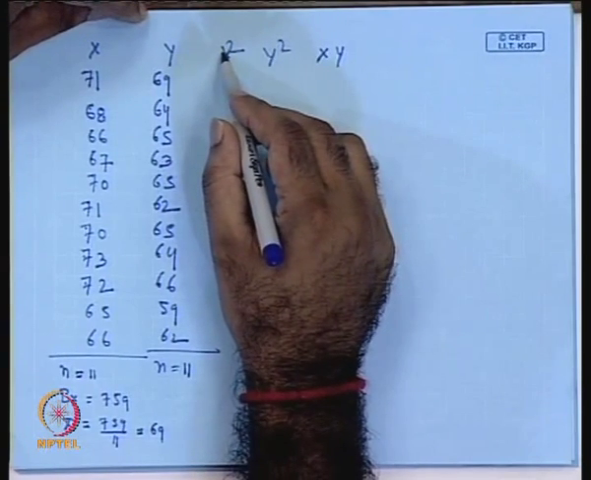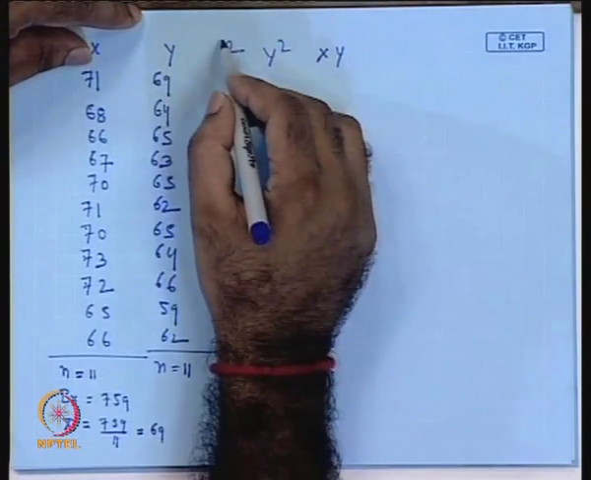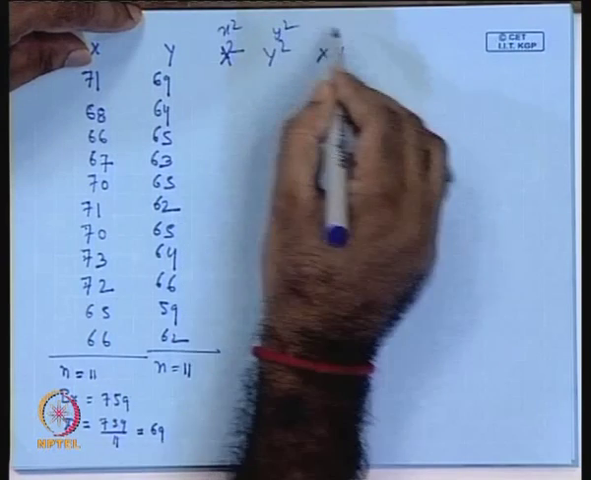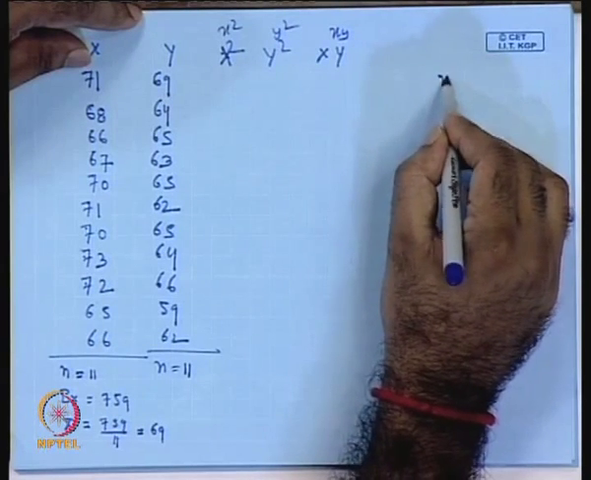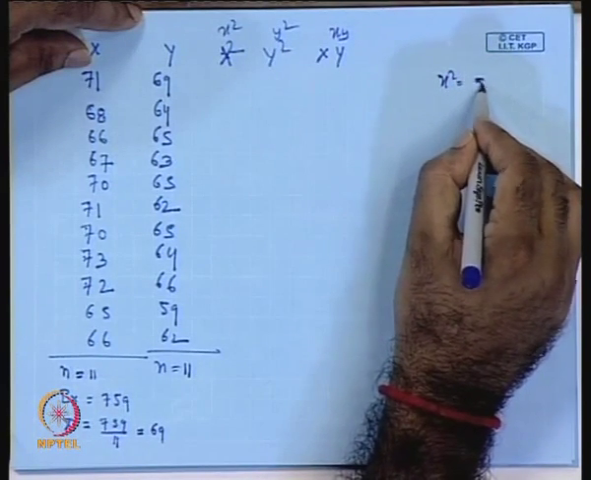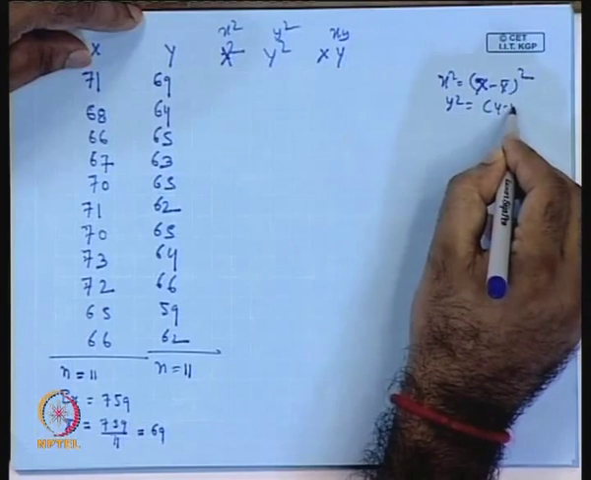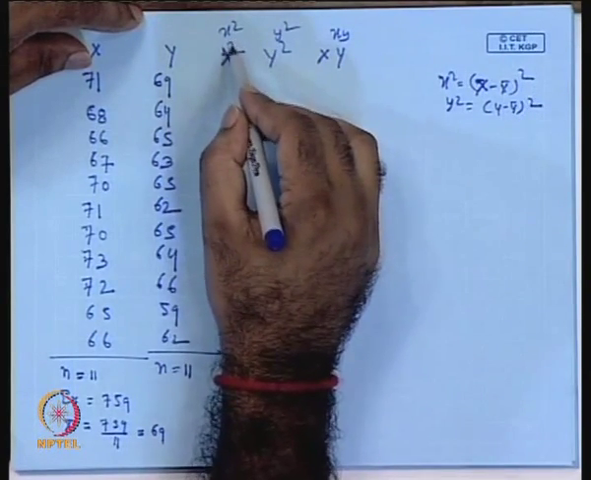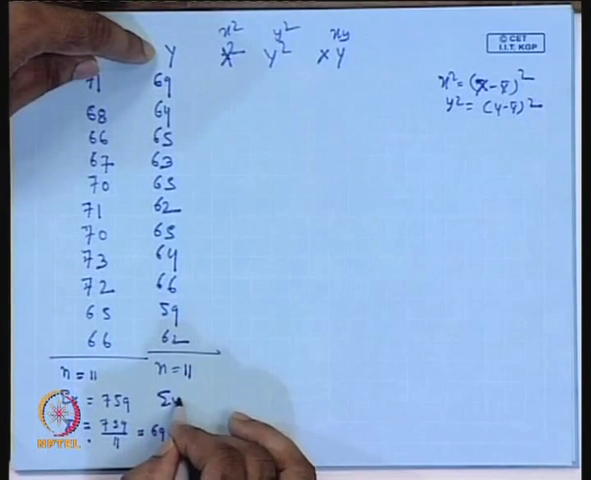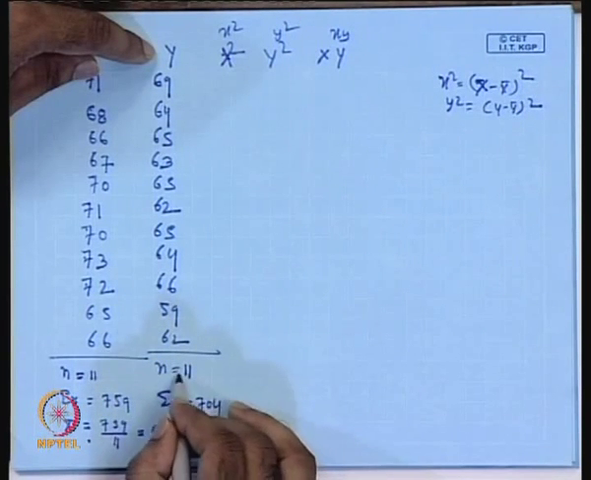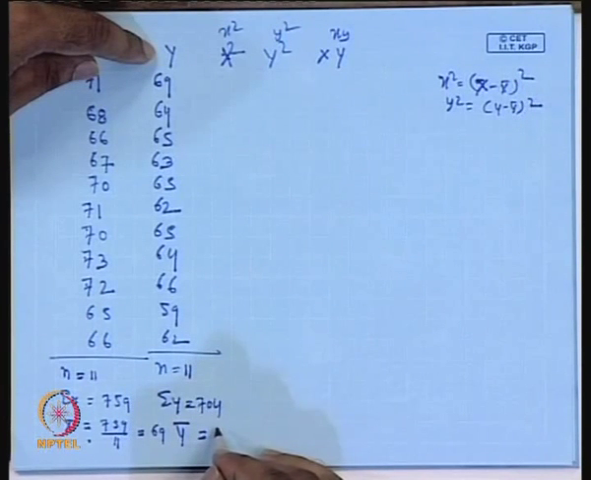Yes, to simplify further, because of its simplicity, we can go for small x square, small y square and small xy. So here small x square is represented as summation (x minus x bar) whole squared, and small y square represents (y minus y bar) whole squared. Here x bar is 69. Corresponding to this y, summation y is equal to 704. So n is 11, and obviously y bar equals 704 by 11, which is nothing but 64.